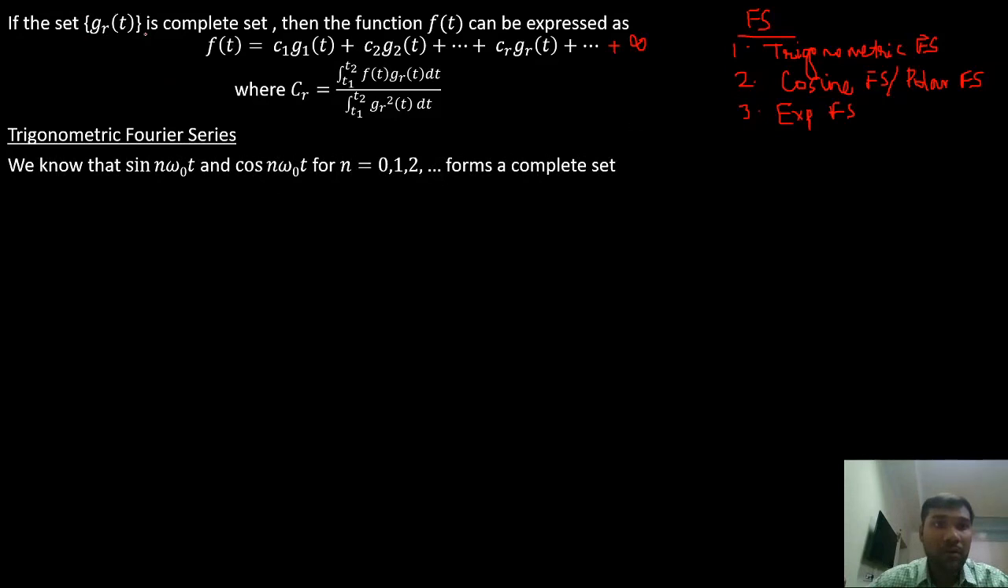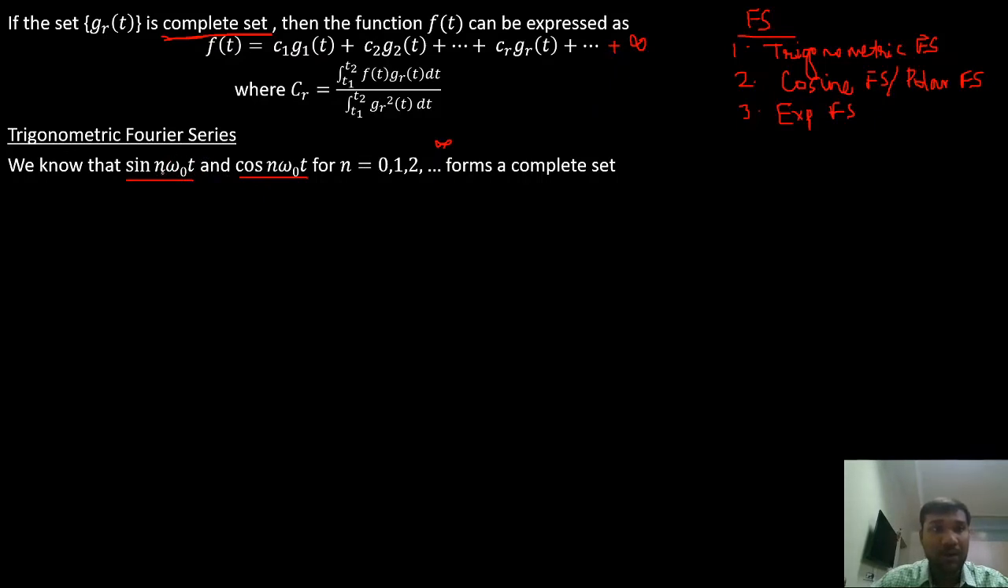So here we have already talked about a complete set. If gn of t is a complete set, then we can express f of t like this. So we know that sine n omega naught t and cos n omega naught t, for n from 0 to infinity, will form a complete set. Sine and cos are orthogonal, and there is no other function that is orthogonal to both sine as well as cos, and we are considering all kinds of sine functions: sine omega naught t, sine 2 omega naught t.